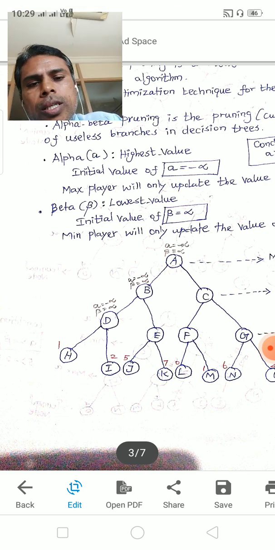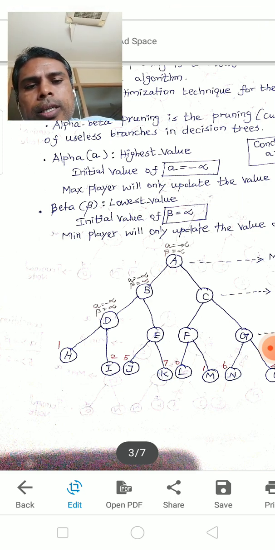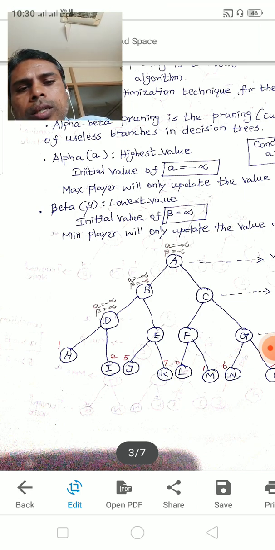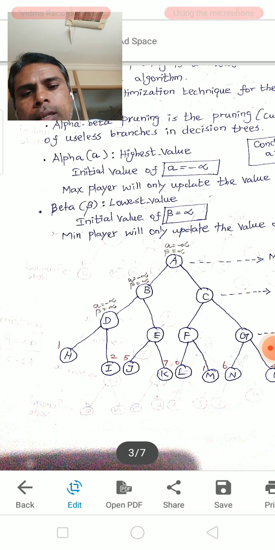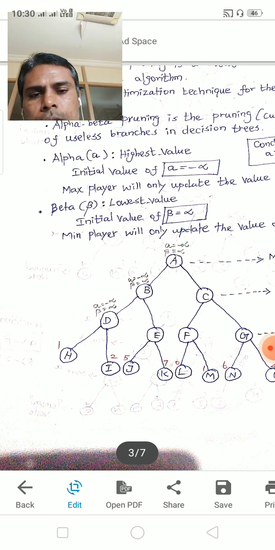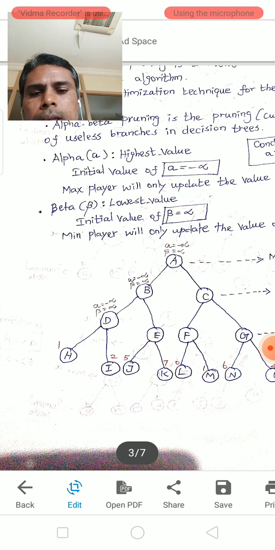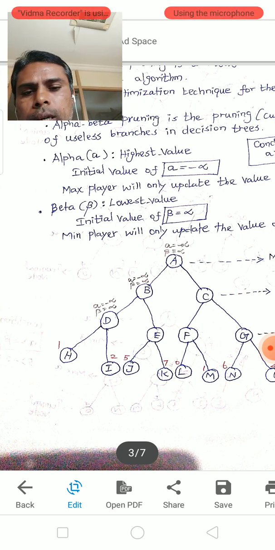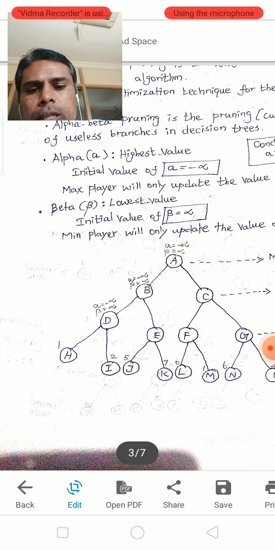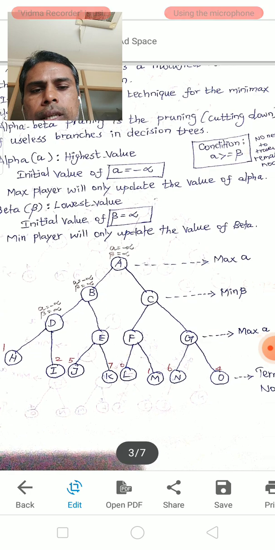So in the initial stage, alpha is equal to minus infinity for the root node A, and beta is equal to plus infinity. Then for node B, alpha is equal to minus infinity and beta is equal to plus infinity. And then for node D, alpha is equal to minus infinity and beta is equal to plus infinity. This is the initial condition.